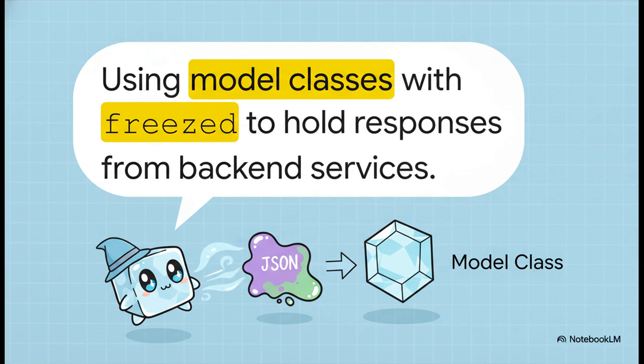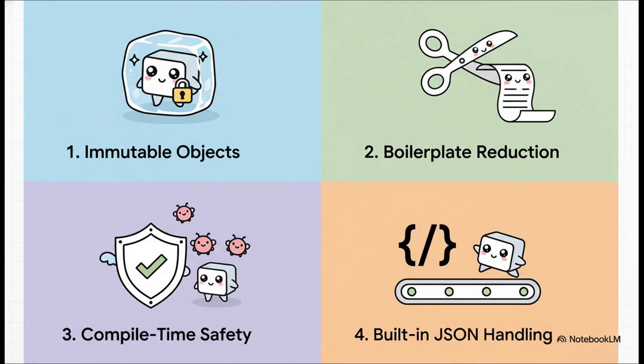It is specifically designed for creating clean, reliable, and honestly boilerplate-free data classes in Dart. So, why Freezed? Well, it offers this amazing combination of benefits. First, it gives you immutable objects. That means once a model is created, it can't be changed. This is a huge win for preventing weird bugs because your app's state becomes way more predictable. Plus, it just wipes out tons of boilerplate code, gives you safety checks before you even run the app, and handles all the messy JSON conversion stuff for you. It's a real game changer.